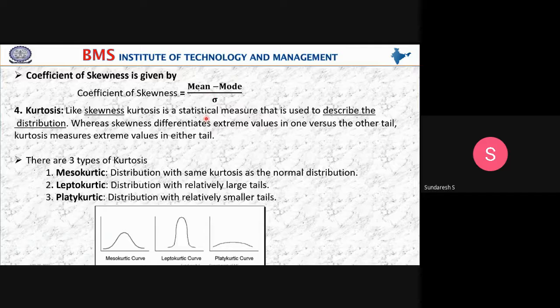Then the next topic is kurtosis. I think you might not have studied this in your lower classes. Kurtosis, just like skewness, is a statistical measure that is used to describe the distribution.